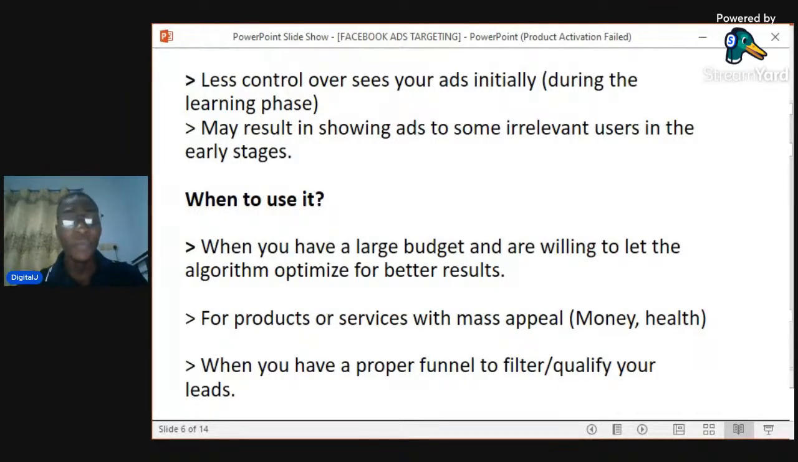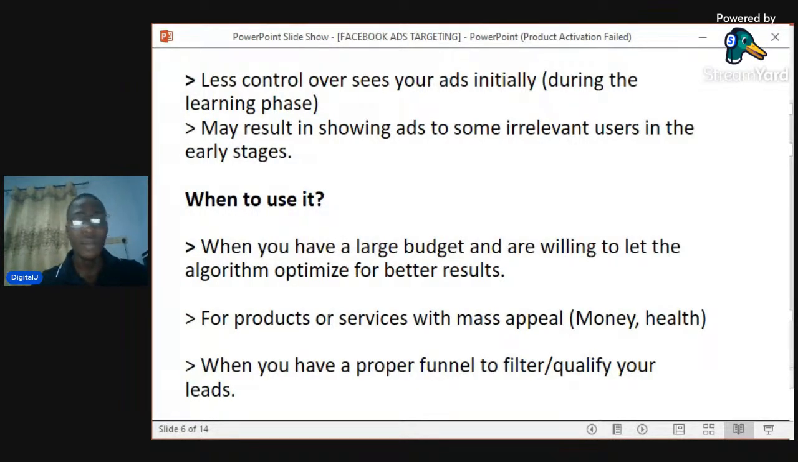for your products or for your services or for your offers. You also use it for products or services with mass appeal. I keep saying this. If you're promoting something like affiliate stuff, make money online stuff, something relating to health, use broad targeting, because this is something that every human being wants. Every human being wants to make money. Every human being wants to live long and live a healthy life.